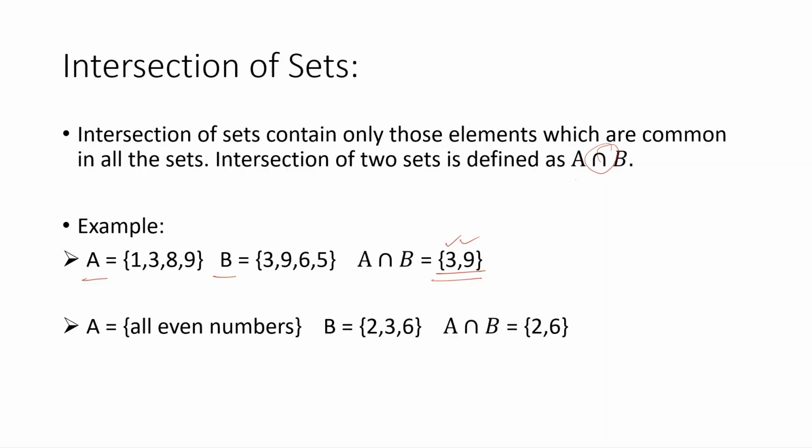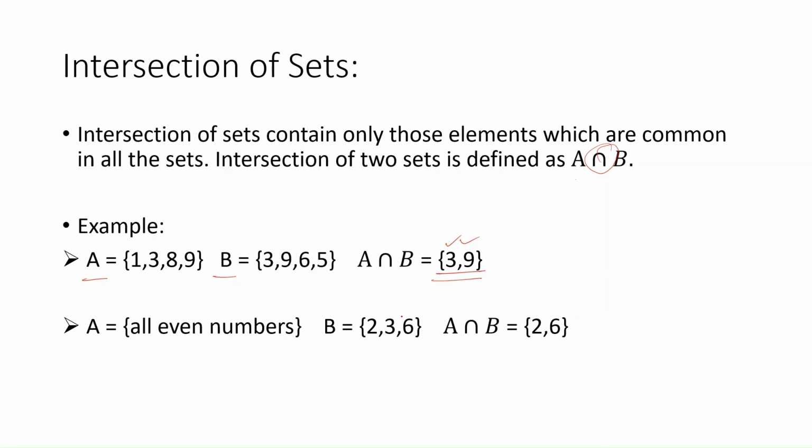Here we have another example where set A denotes the set of all even numbers. That means starting from 2 up to infinity, however many even numbers there are, everything is inside set A. Set B has three elements: 2, 3, and 6. So A intersection B will consist only of the common elements between the two sets. Now 2 is an even number, so it is there in A also, as A is the set of all even numbers. So 2 will be in A intersection B.